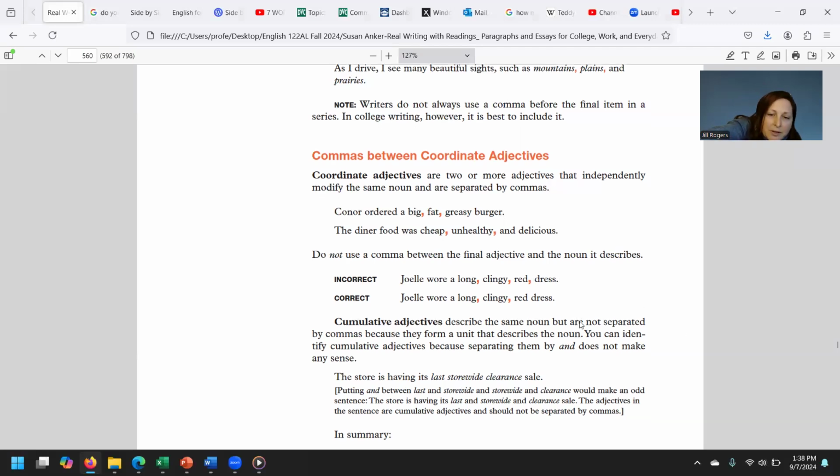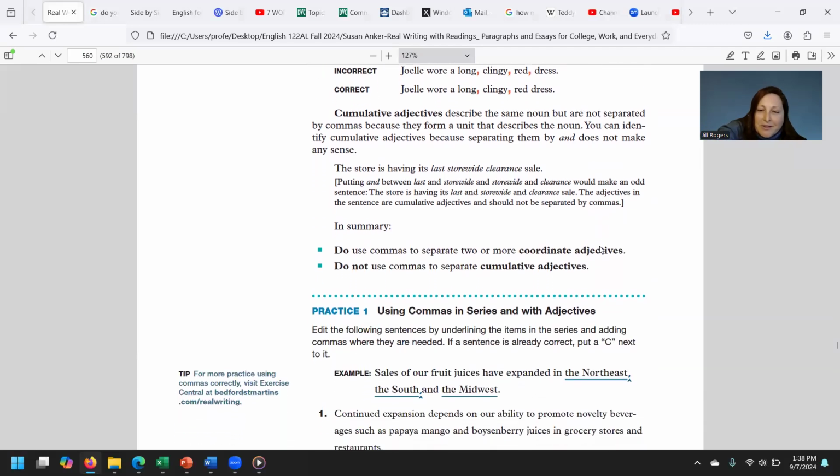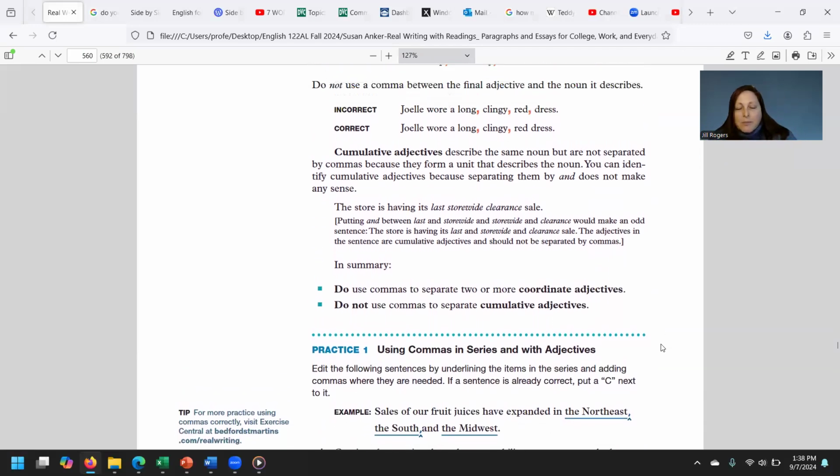Now this one, I spent a lot of time on these cumulative adjectives because actually they're an ESL issue. There's a specific rule, but if you're not an ESL student, that's fine.